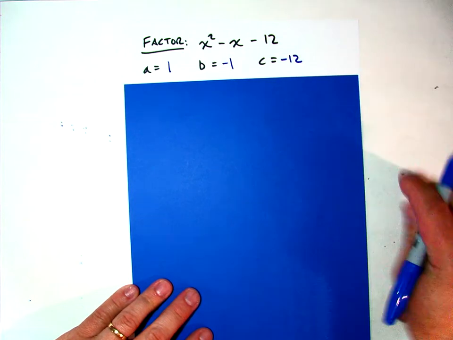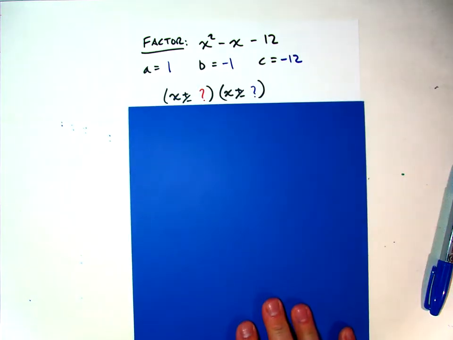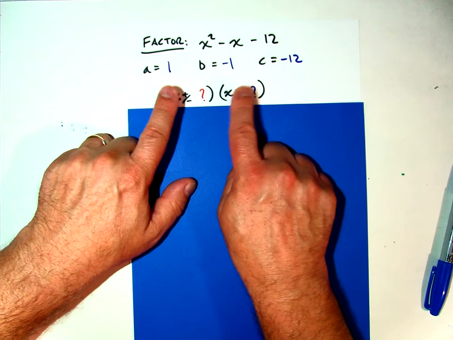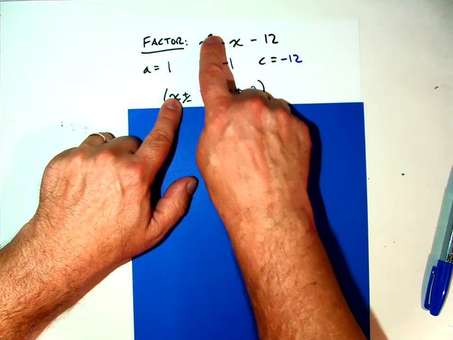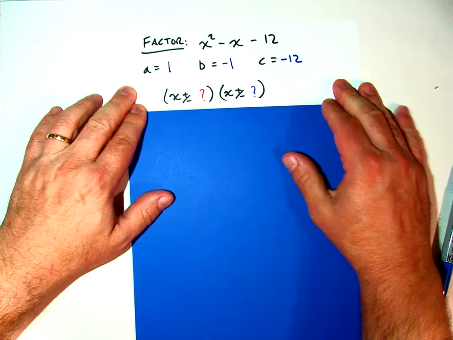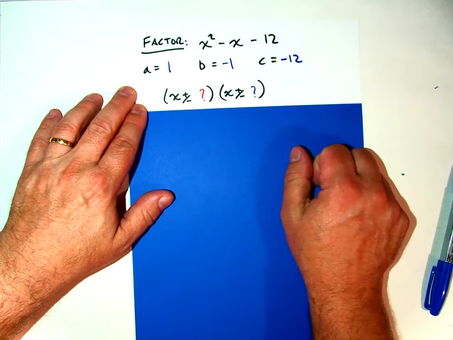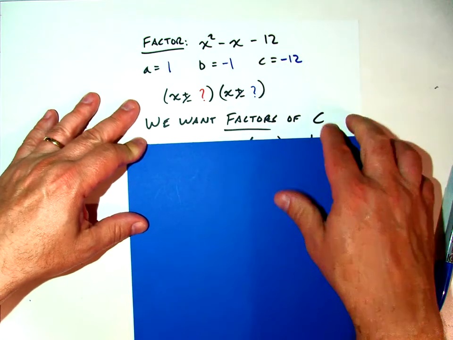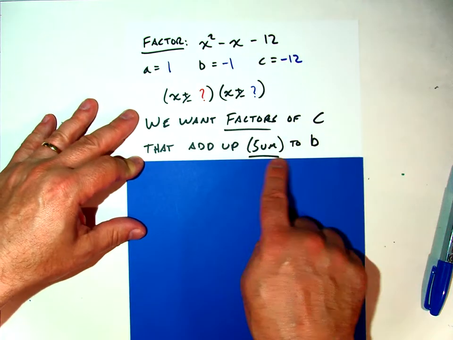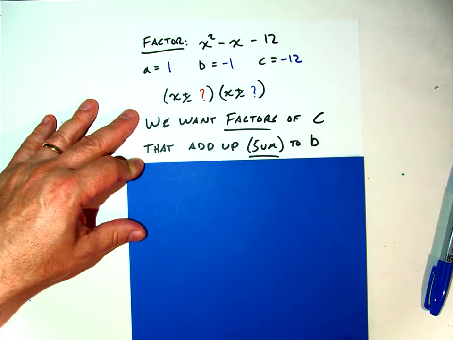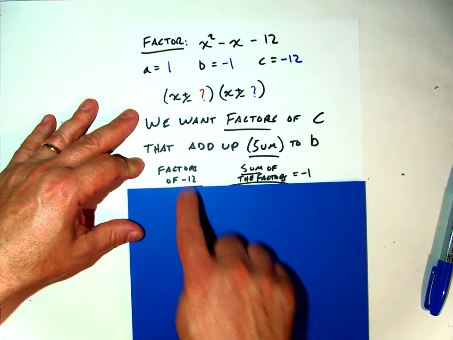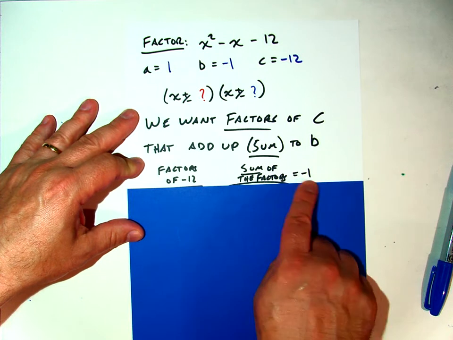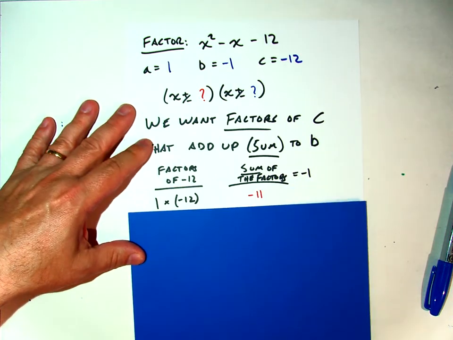Well, now we're going to use the same process we just talked about. It's going to be x plus or minus a number times x plus or minus a number. These will be our linear binomials that multiply to the quadratic trinomial. X is the first degree. What are the two numbers? So we want factors of C, which is -12, that add up to or have a sum of B of -1. So the factors of -12, and we want the sum of those two factors to have a sum of -1. Well, we can start out with 1 times -12.